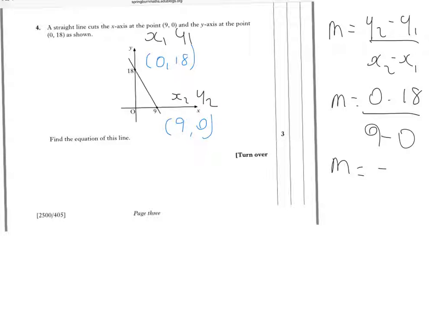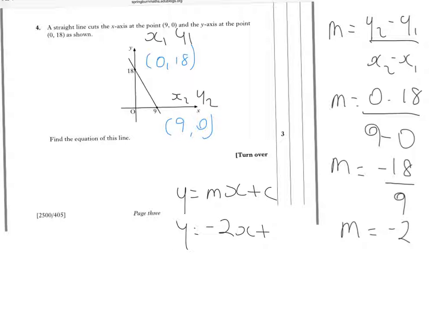0 take away 18 is minus 18 divided by 9. Minus 18 over 9. Again, be careful, that's not 2, but it's minus 2. So the gradient of the line is minus 2. I can clearly see that the y-intercept is 18. So I've got the 2 pieces of information that I need. y equals mx plus c. Gradient's minus 2. y-intercept is 18. y equals minus 2x plus 18. And that's the final answer.